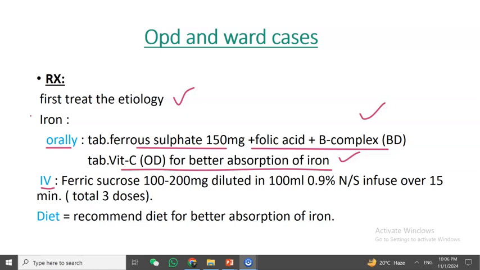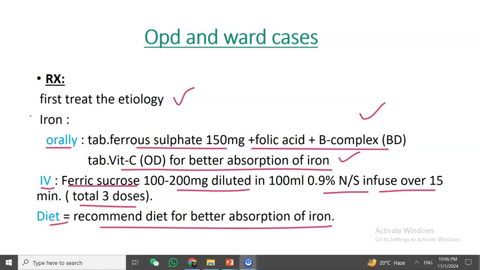In IV, if the iron is quite low, we can safely give the patient iron sucrose, that is 100 to 200 mg diluted in 100 ml of 0.9% normal saline, and it is infused quite rapidly over 15 minutes. A total of 3 doses are given on alternate days, or every other day. And for diet, we recommend a diet for better absorption of iron. Any diets which have better absorption of iron should be given for better results.